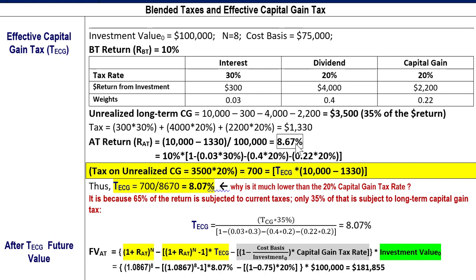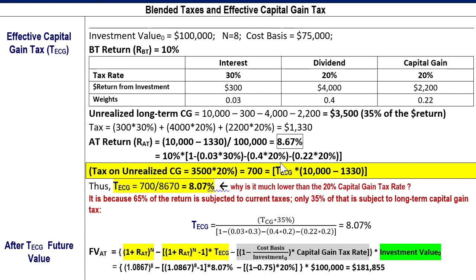Of course, you can do it in terms of percentages, the same thing, and you will get the same result. Mathematically, it's equivalent, 8.6%. Is that the true after-tax return? The answer is no. This is not the true return.